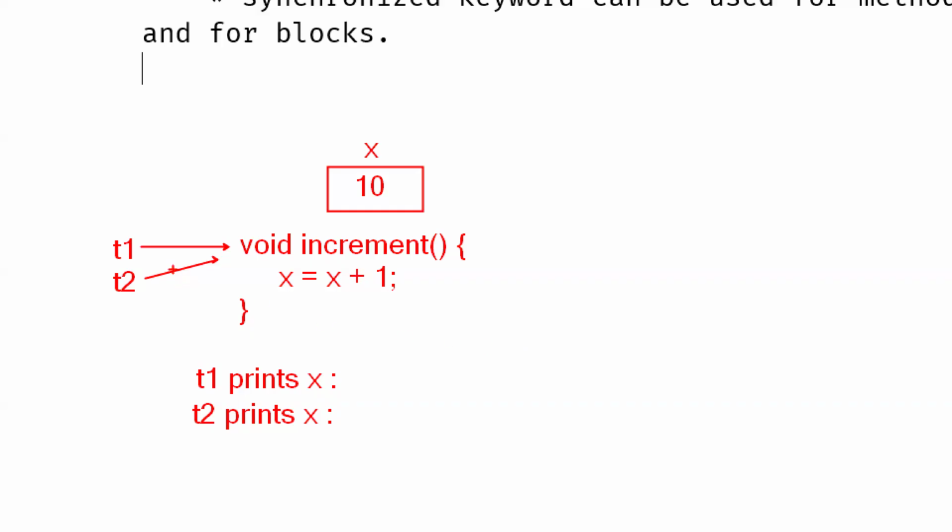See how many threads are simultaneously executing this increment method? Two threads. Okay, two threads. Tell me what the value of X is. If T1 prints the X value, what is the X value? If T2 prints the X value, how much is it? The X value is 10. Sorry, 11 for both. Okay. Next, any other answer?